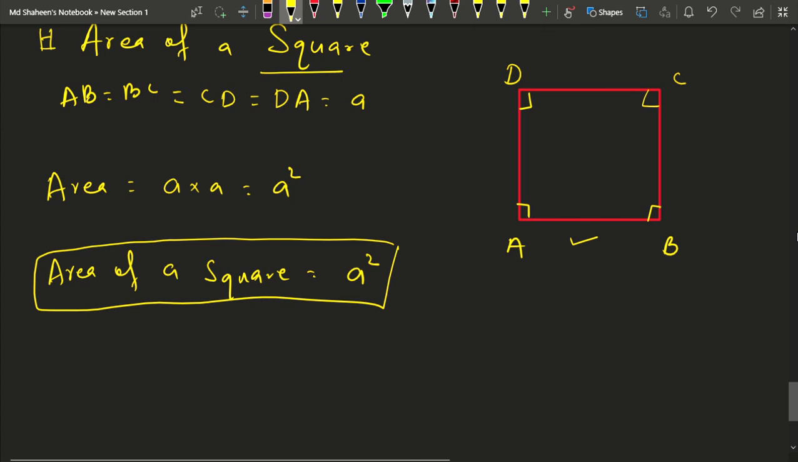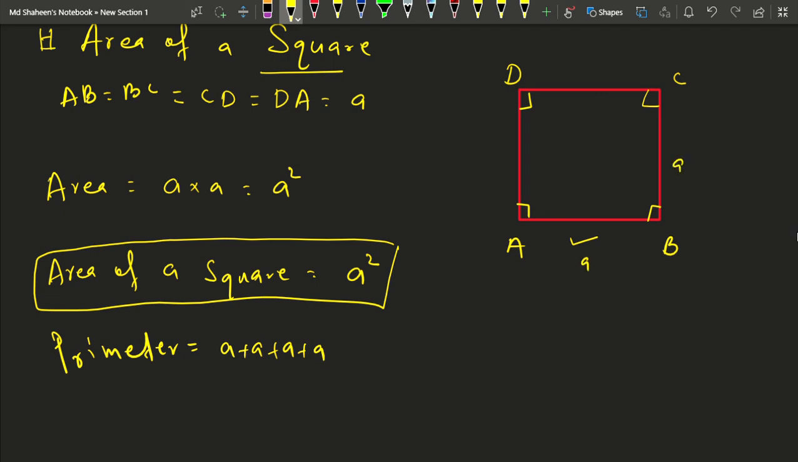So what about other parameters? If you have to find the boundary length, meaning the perimeter, what will be the perimeter of this figure? a plus a plus a plus a. Why 4 times? This will be a, this will be a, this will be a, and this will be a. So its perimeter will be 4 times a.